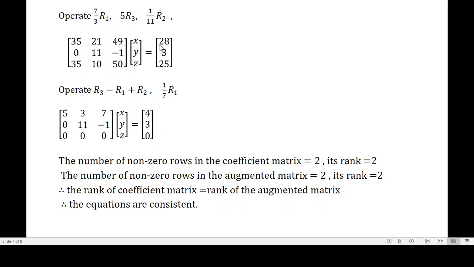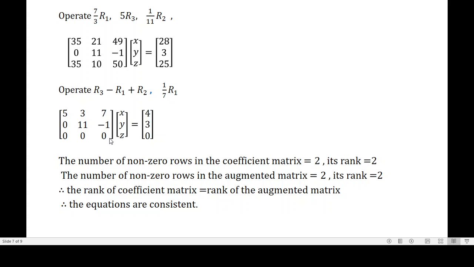Now look at the first row elements. 7 is common here, right? 7 is common in the first row. Therefore, we perform 1 by 7 into R1 because simplification becomes easier. So the next row operation is 1 by 7 R1, which gives 5, 3, 7 and 4. Therefore, the matrix becomes 5, 3, 7, 0, 11, minus 1, and 0, 0, 0. It is multiplied by 1 by 7, so this element is 4, 3 and 0, right?